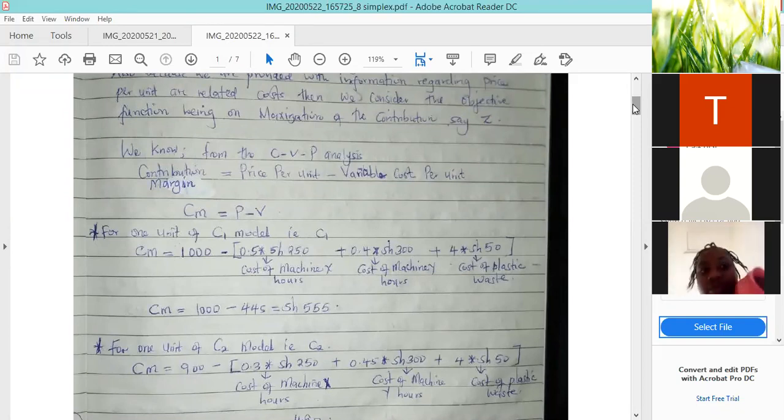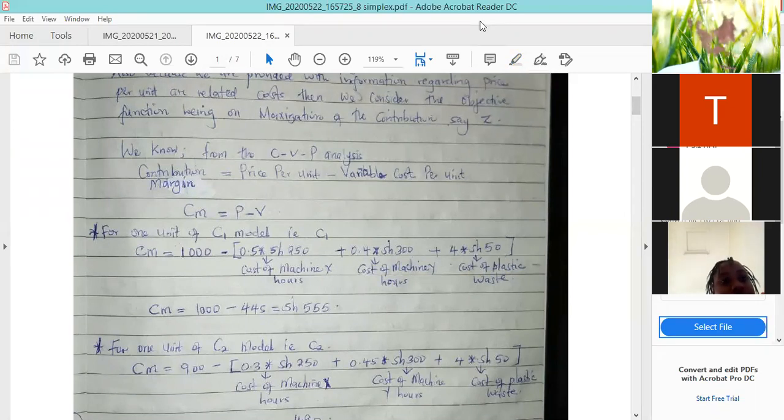But we were also told a unit to be made for each of the chairs will require 4 kgs of plastic waste. But plastic waste is also costing us how much? Shillings 50 per kg. So if C1 requires 4 kgs per a kg equivalent to shillings 50, that is where my workings are actually coming from. And in total now, the variable cost, remember, shillings 445. You can see what I've done here as my workings.